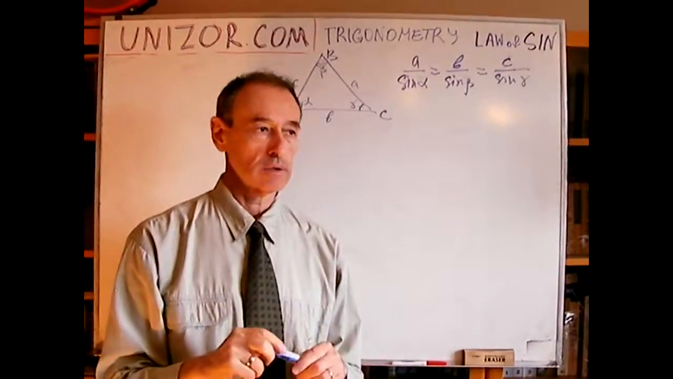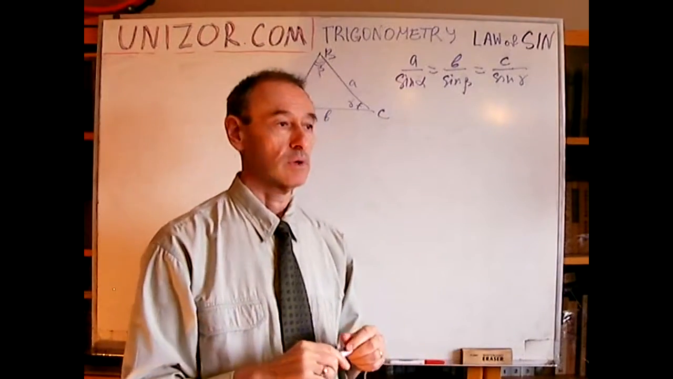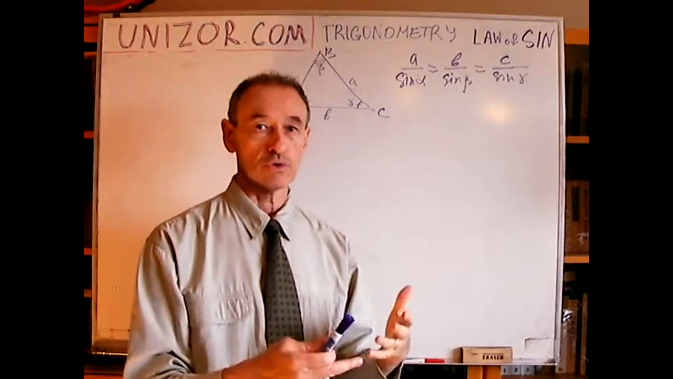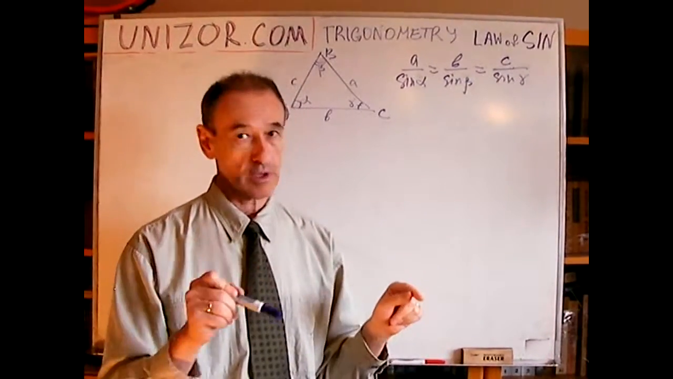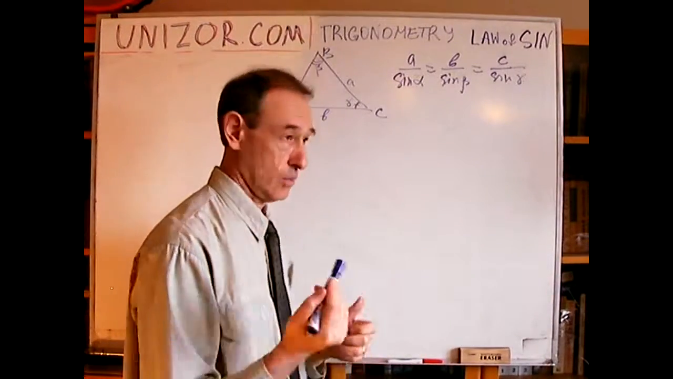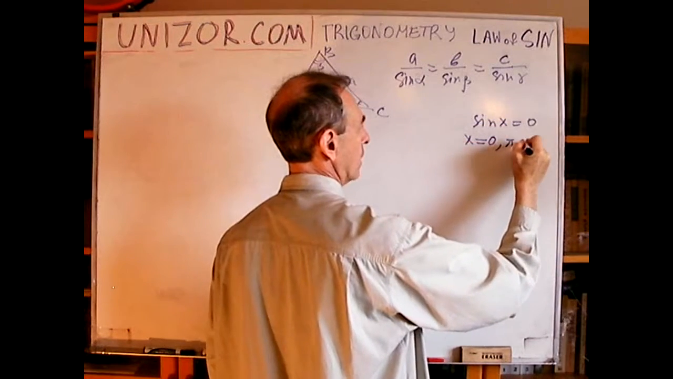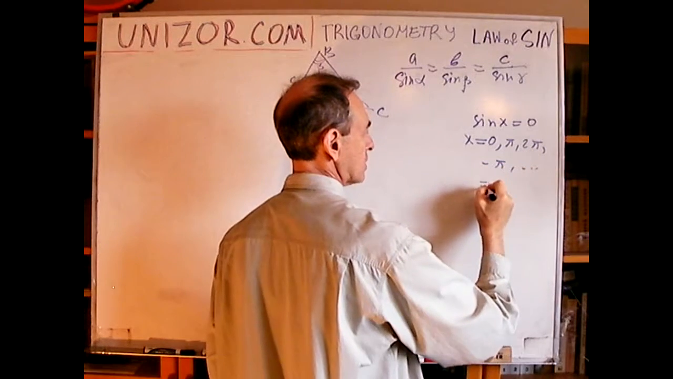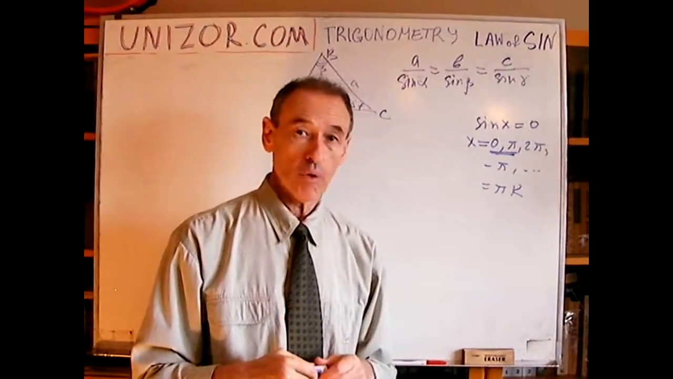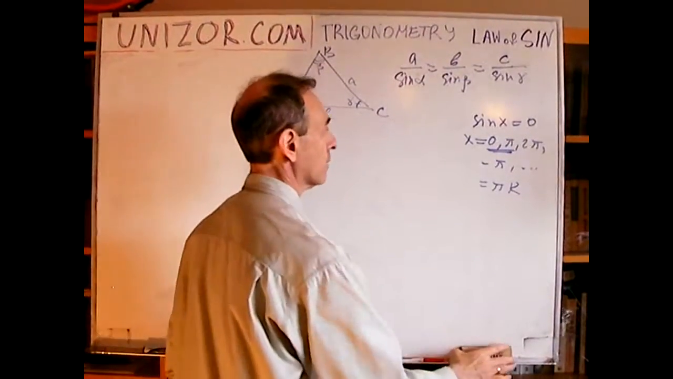Okay, warning number one. We have something in the denominator. Maybe it's equal to zero. Well, no. You remember we are talking about triangles, and triangles have angles from 0 to 180 degrees, 0 to pi, not including 0 and not including 180, obviously. Sine x equals 0 when x is equal to 0, pi, 2 pi, minus pi, etc. So it's pi k. So if my angle is between 0 and pi, not including the endpoints, then sine is not equal to 0. So this is valid for any triangle, no questions about that.